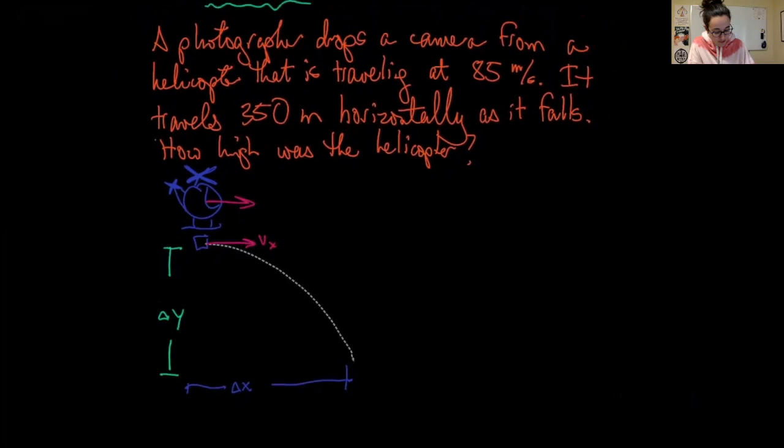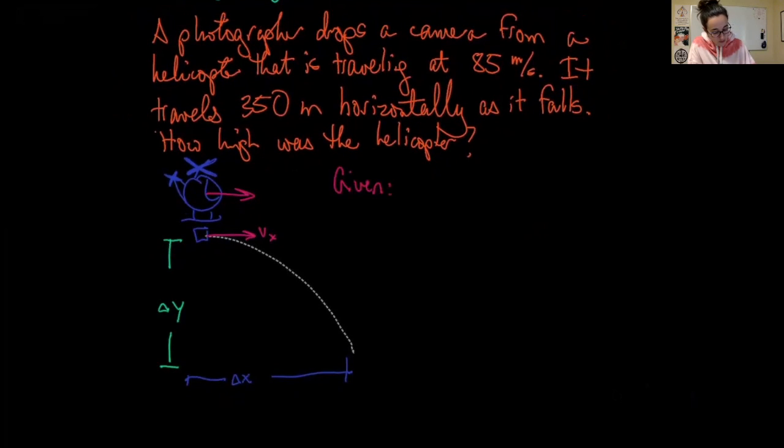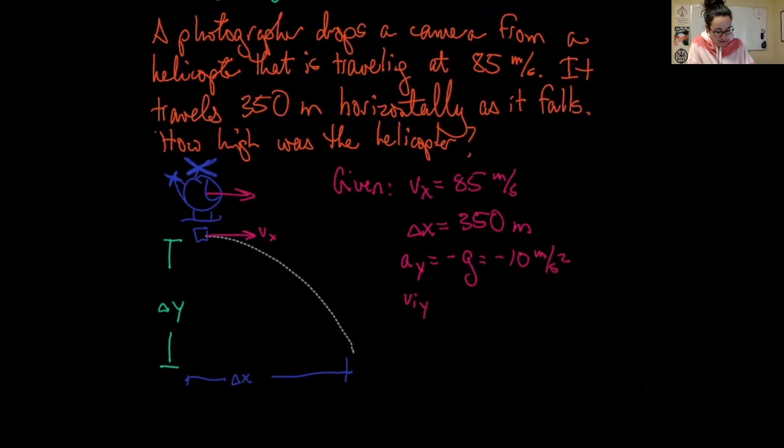Okay, so what are our givens? We know the x velocity is 85 meters per second. We know that the horizontal displacement as it falls is 350 meters. We know the acceleration in the y direction is negative g, which is negative 10 meters per second squared. We know the initial y velocity is 0 at the instant it's released. And we're looking for delta y, the vertical displacement of the camera as it falls.